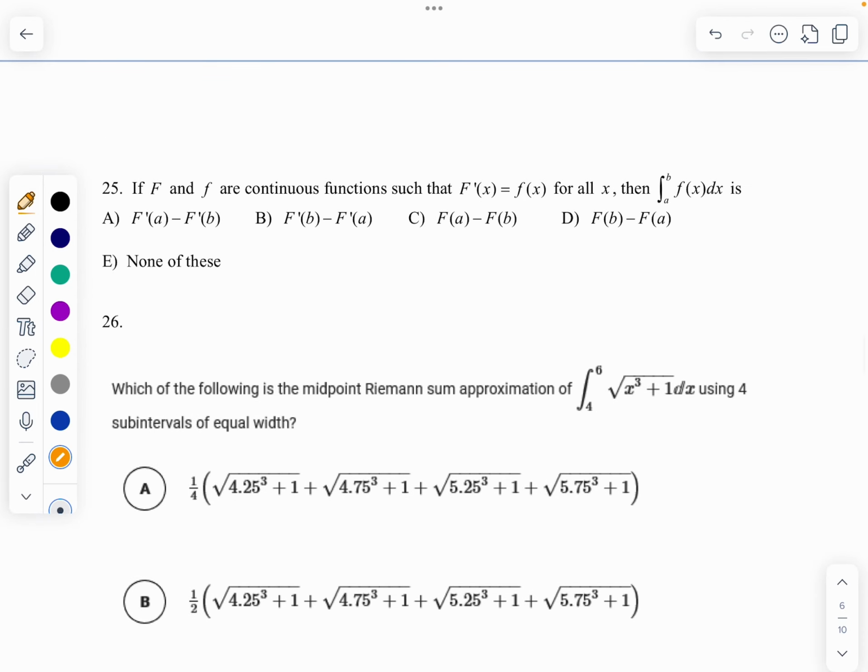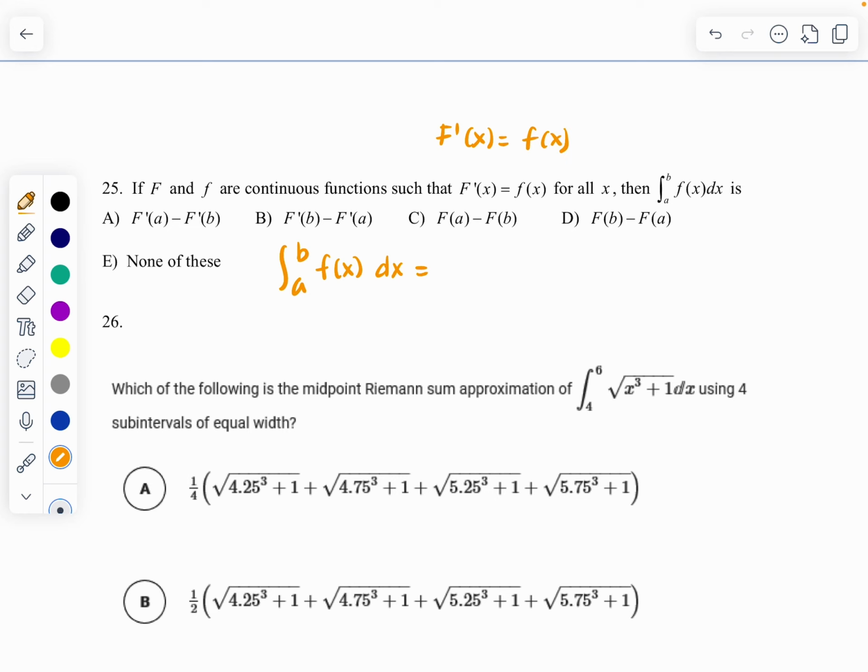Okay, f and big F and little f are continuous functions. Big F prime of x is little f. What is the integral from a to b of f of x dx? Okay, so the question is, what is the integral of f of x? Well, I don't know, but they did give me this. They gave me that big F prime of x is f of x.